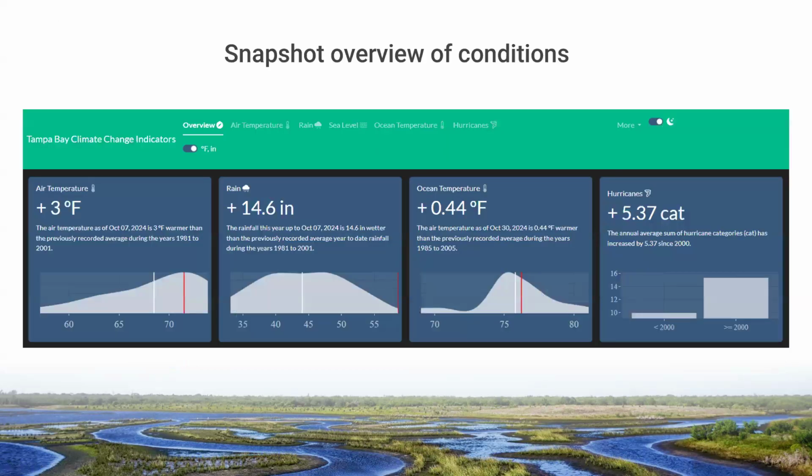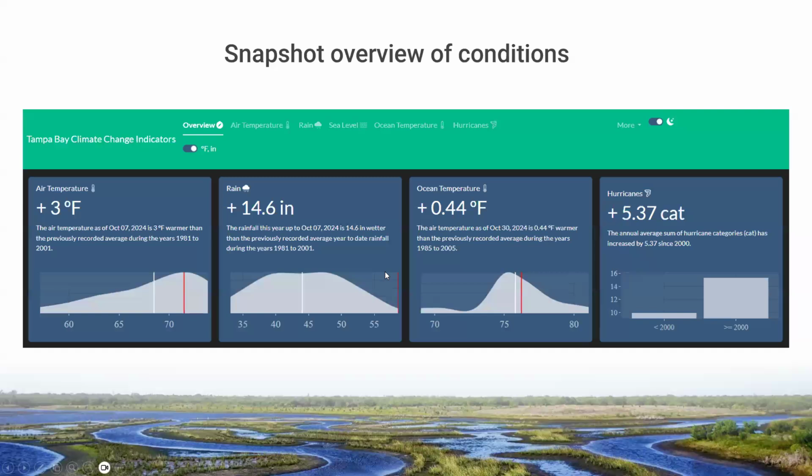On the landing page for the dashboard, we have these snapshot conditions that provide a quick overview of where we're at today relative to the past, kind of summarizing all of the indicators we've got on the dashboard. So you can look at air temperature now, rainfall now, ocean temperature now, storms now, and see where we are essentially today as a deviation from the long-term distribution of these values, just as a quick snapshot to get an understanding of what is the current condition.